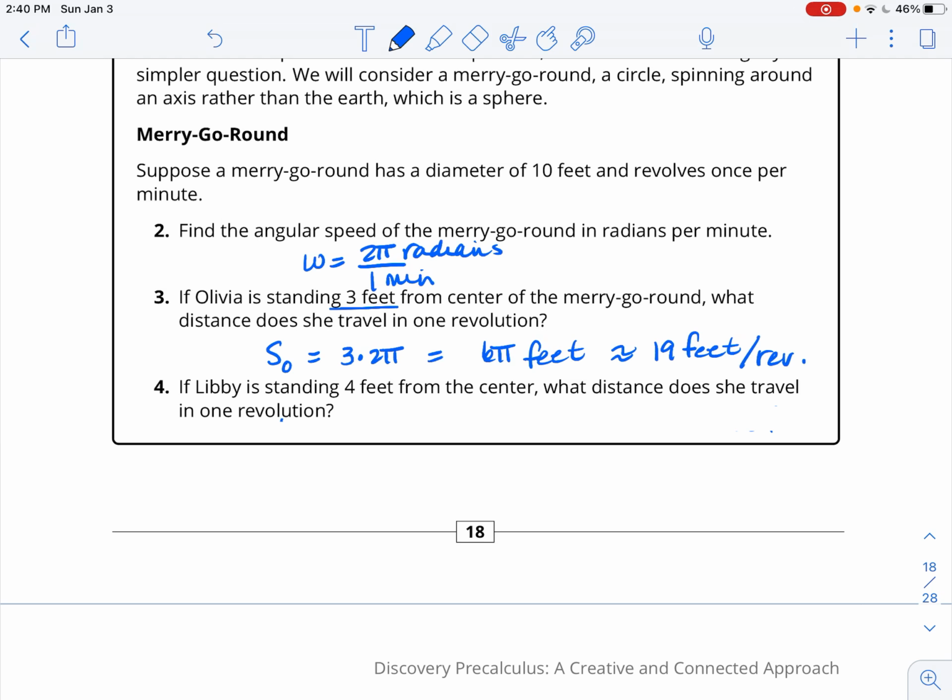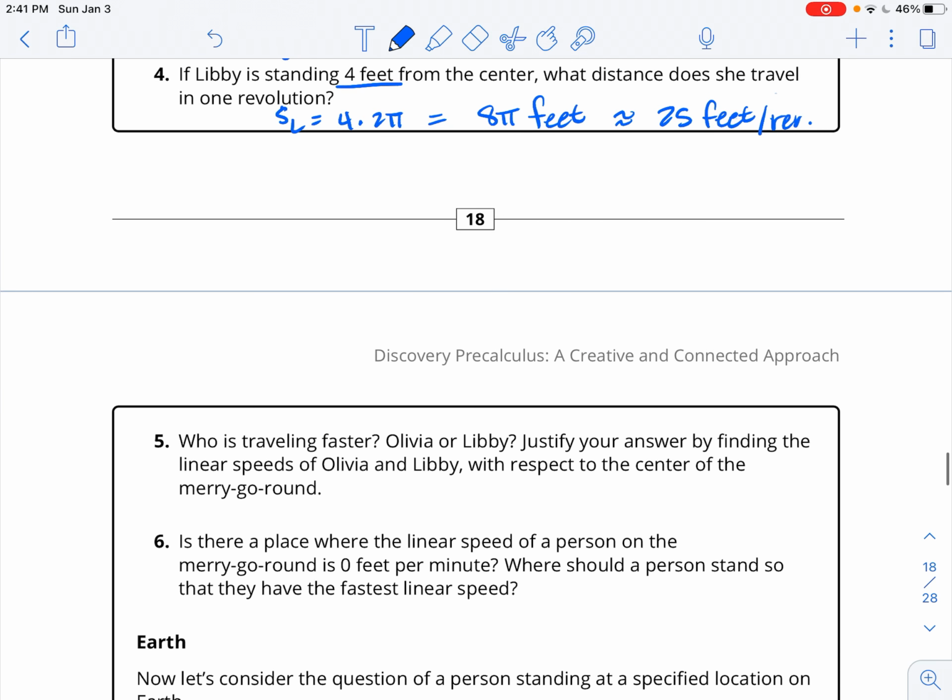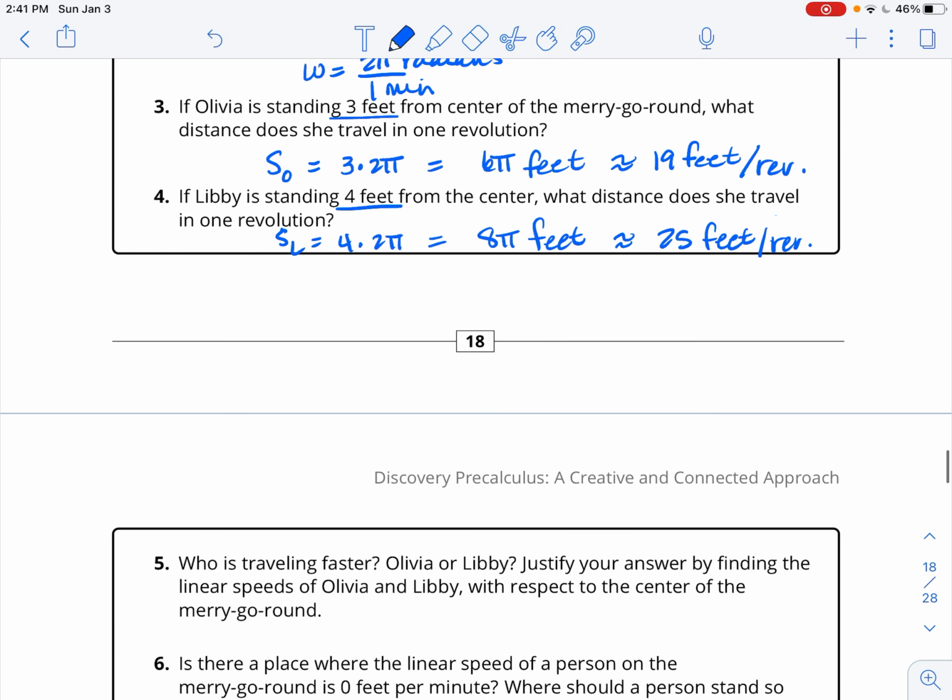If Libby is standing 4 feet from the center, that's her radius. What distance does she travel in 1 revolution? So the arc length that Libby travels is 4 times 2 pi, which is 8 pi feet, and that is approximately 25 feet every revolution. Who is traveling faster, Olivia or Libby? Well, I can say that Olivia travels 19 feet every revolution, while Libby travels 25 feet per revolution. So I can say that Libby travels faster.